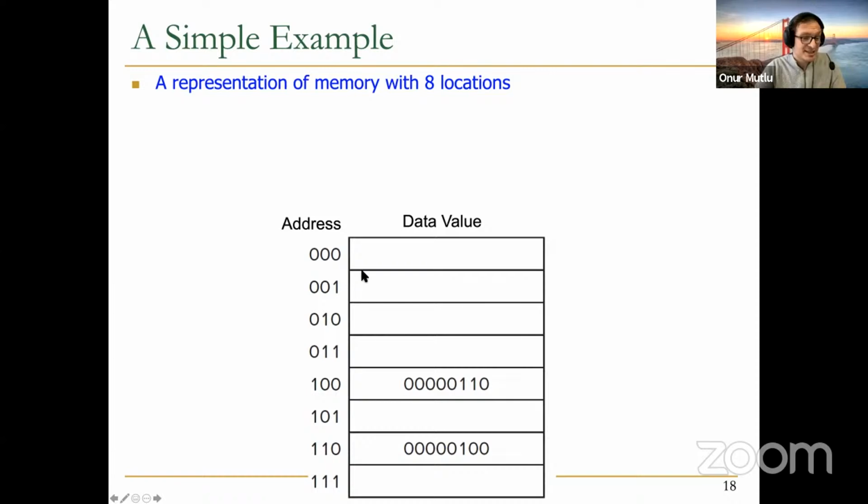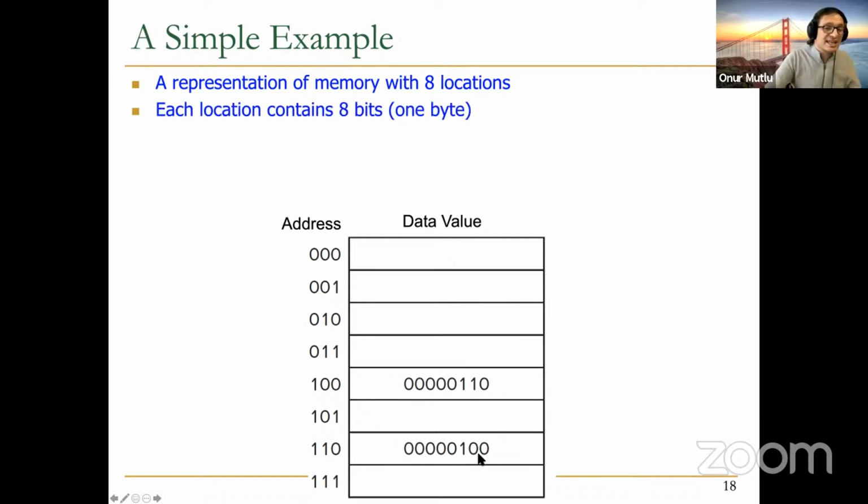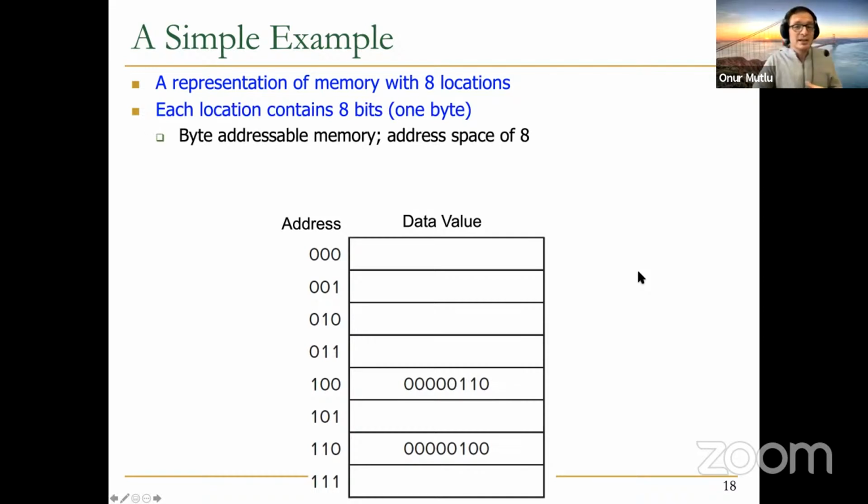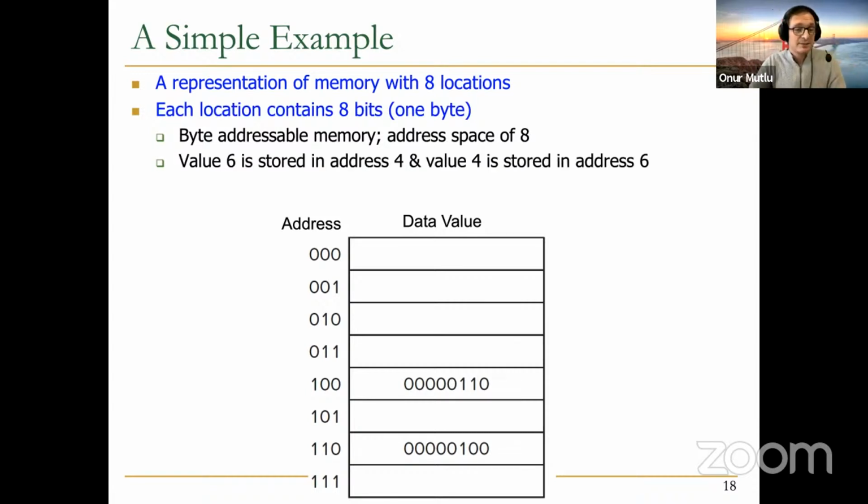There are 8 addresses, so 3-bit addresses, and each address stores a data value. Each location contains 8 bits in this case, 1 byte, so it's byte addressable, as you can see. The address space is 8 because you have 8 addresses, or 3 address bits, which means 2 to the 3 addresses. If you look carefully, value 6 is stored in address 4. This is address 4, 100 is 4, and value 6 is stored there. And value 4 is stored in address 6. So address 6 has value 4. Hopefully this is obvious.